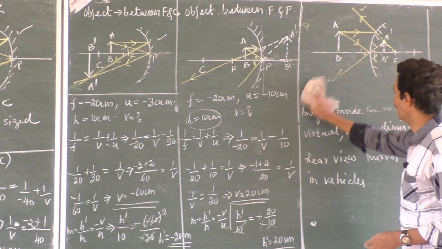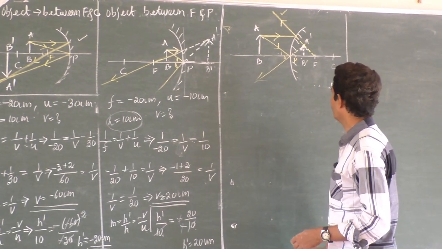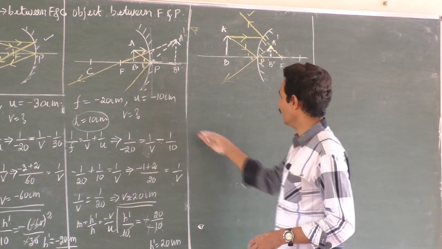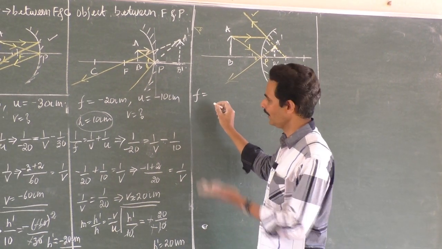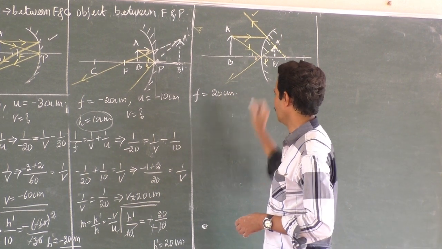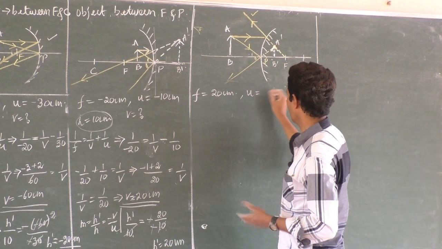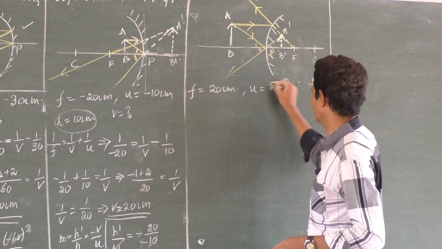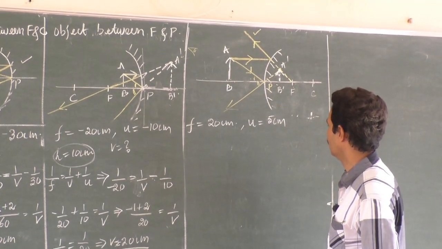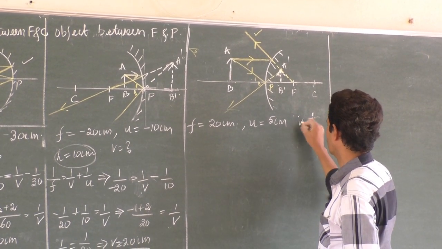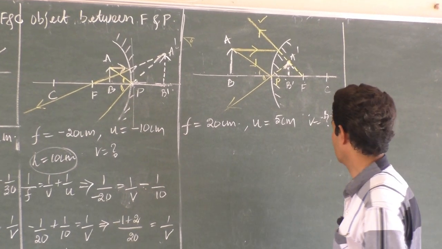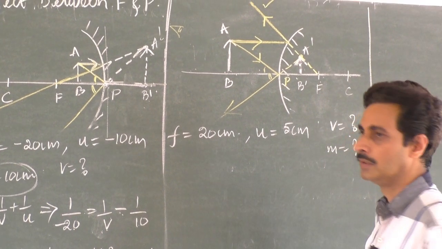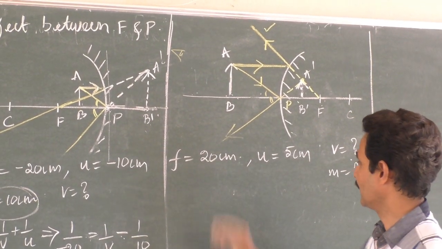A convex mirror always forms an image within the focus inside the mirror, and it is diminished. We will take a convex mirror of focal length, same data we will take, 20 centimeter, and an object is kept at any distance you can use, there is no restriction here, say 10 centimeter, or I will take 5 centimeter in front of the convex mirror. Where is the image? And what is the magnification? Magnification is how much? m is how much? Okay? Right.